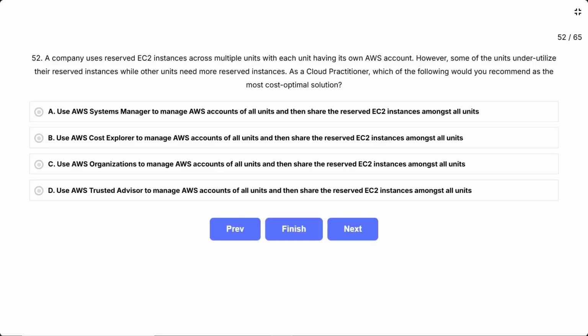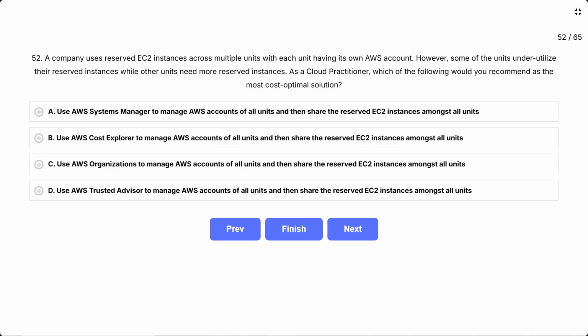Question 52. A company uses reserved EC2 instances across multiple units with each unit having its own AWS account. However, some of the units underutilize their reserved instances while other units need more reserved instances. As a cloud practitioner, which of the following would you recommend as the most cost-optimal solution? This question is about optimizing reserved instance (RI) usage across multiple AWS accounts, where some accounts waste their RIs while others need more. You need a centralized way to pool and automatically share RI discounts across accounts.